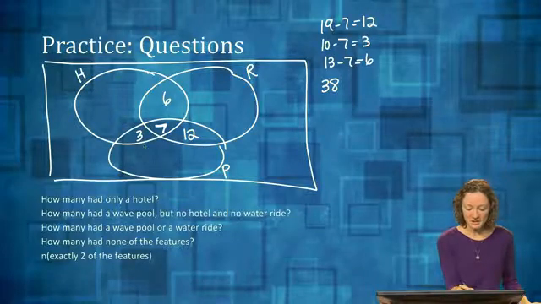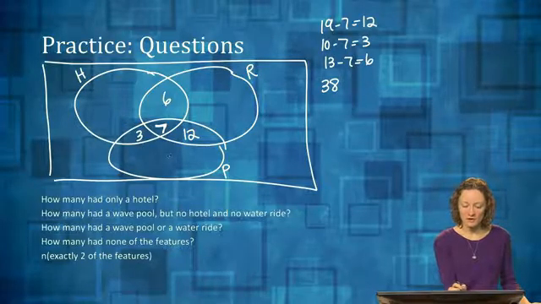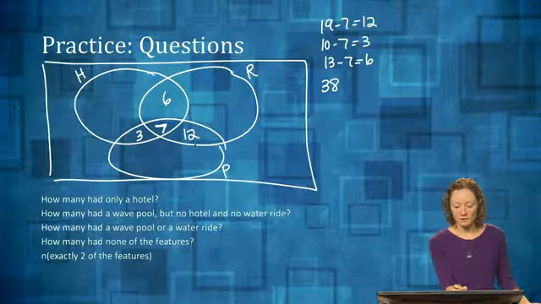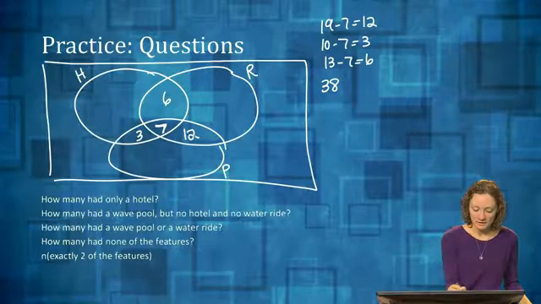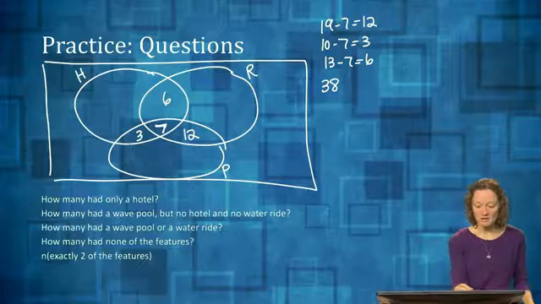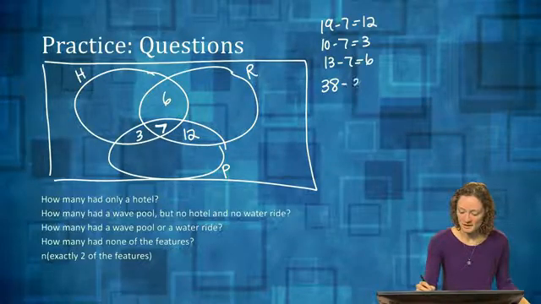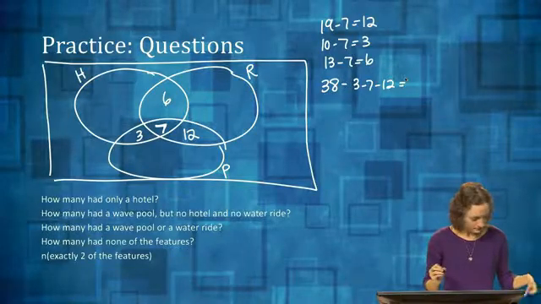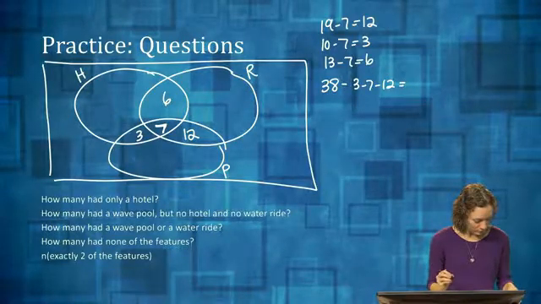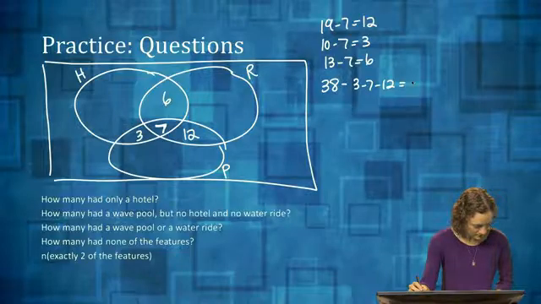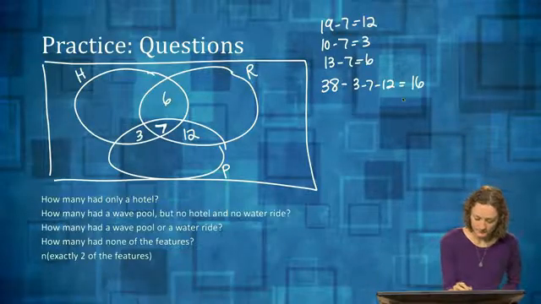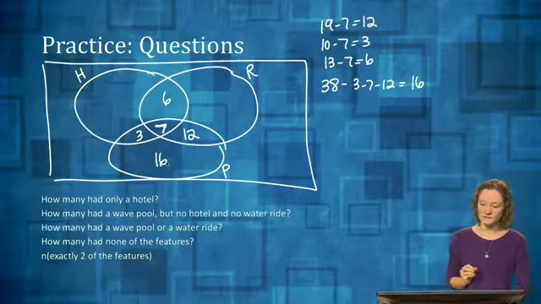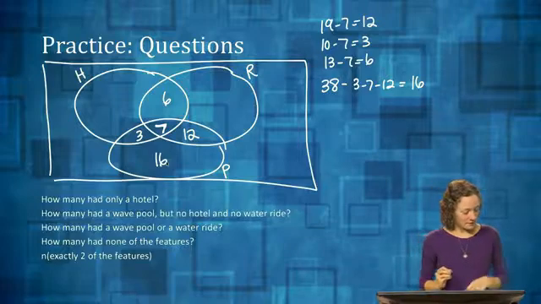So we have a region that also has a hotel, a different region that also has a water ride, and then a region that has both hotel and water ride. So 38 total in here, we have to subtract out all 3 of those different regions. Minus 3, minus 7, minus 12. Wave pool, we get 16. Work our way up further.